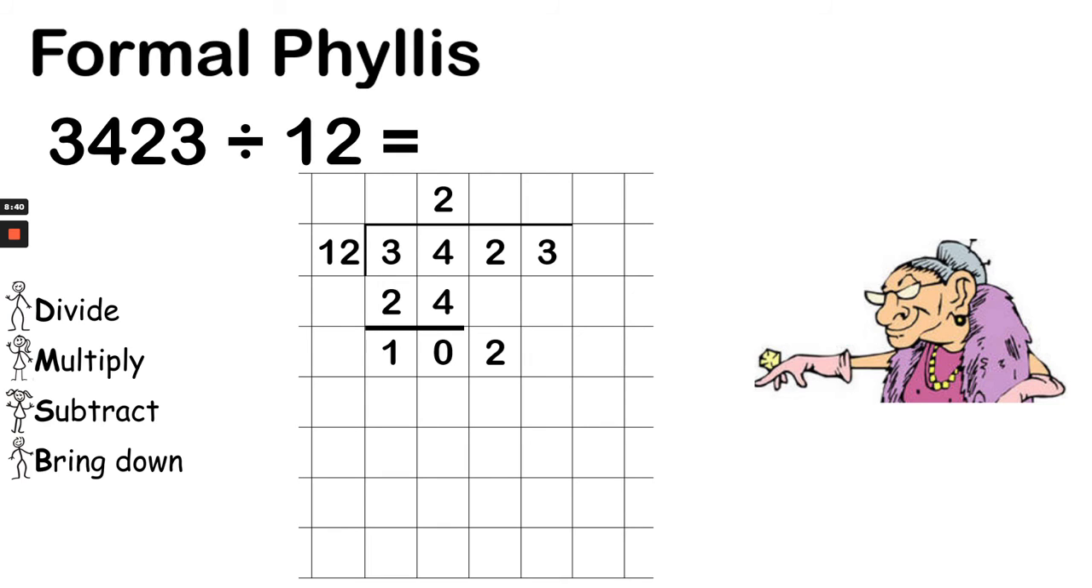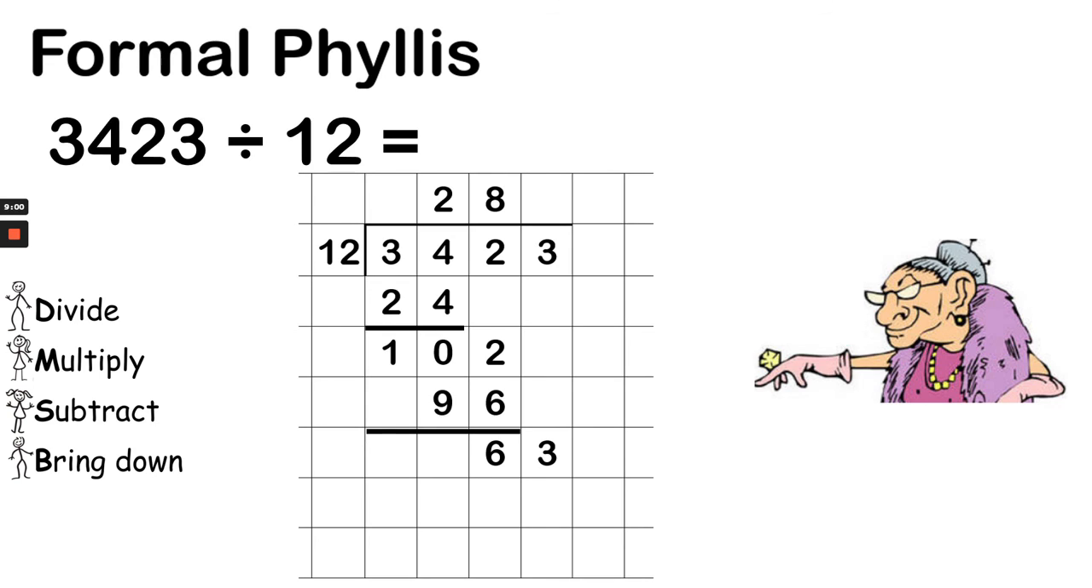Dad says, what's 102 divided by 12? It's 8. Mum says, you're right, but 12 multiplied by 8 is 96. Sister says, don't worry about it. Let's subtract and find the difference. And brother will bring down the next digit in your dividend.